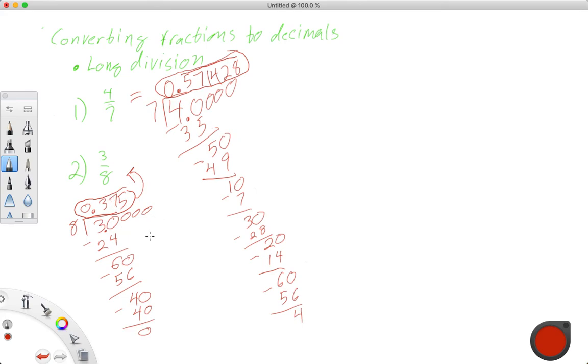Okay, hopefully you know how to do this, even if you just know how to put it into a calculator: 3 divided by 8 and 4 divided by 7. Double check your work, make sure it makes sense, because math should make sense.